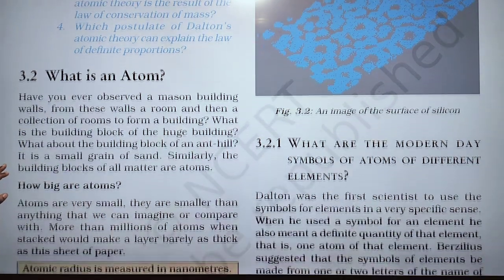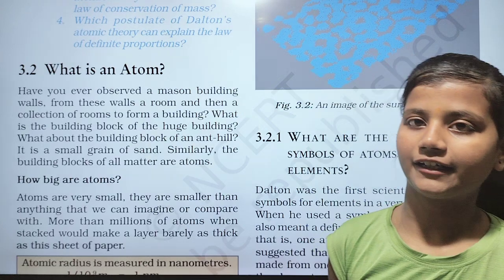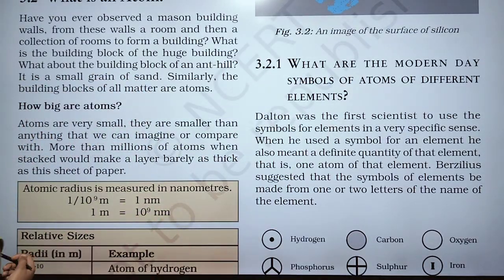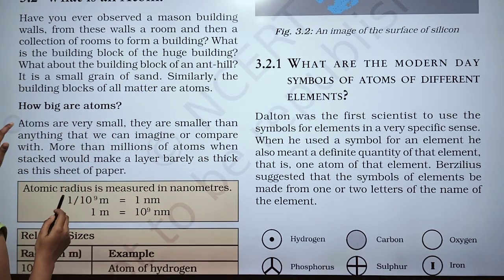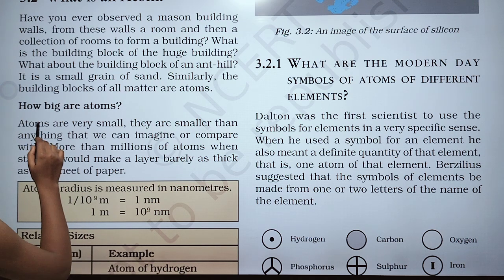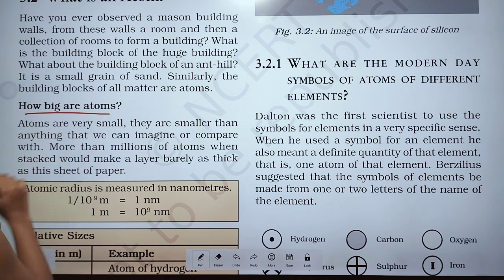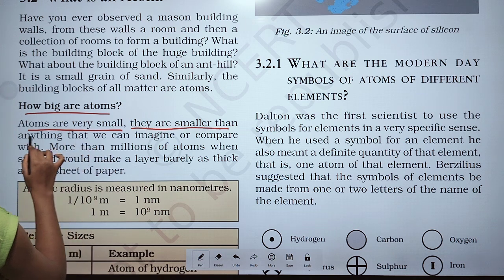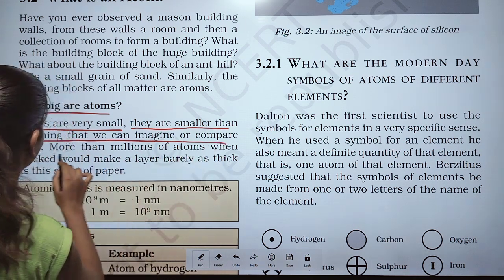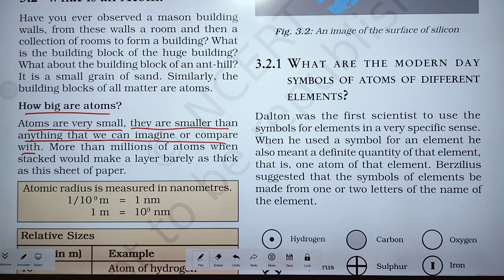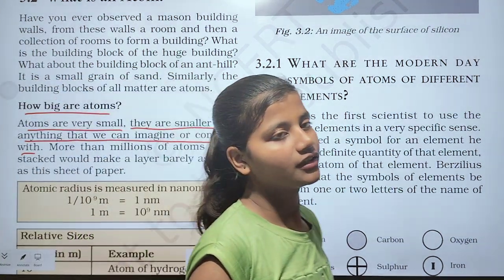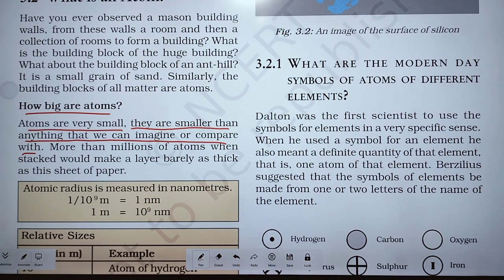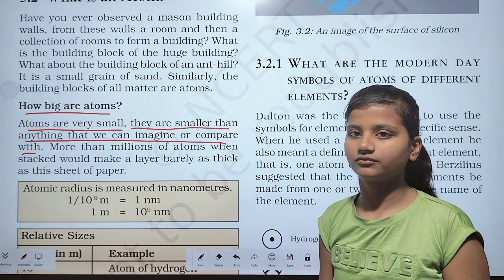Similarly, all matter is made up of what? Atoms. Okay. How big are atoms? Atoms are very small. They are smaller than anything that we can imagine or compare with. Atoms are the smallest particles in the whole world.